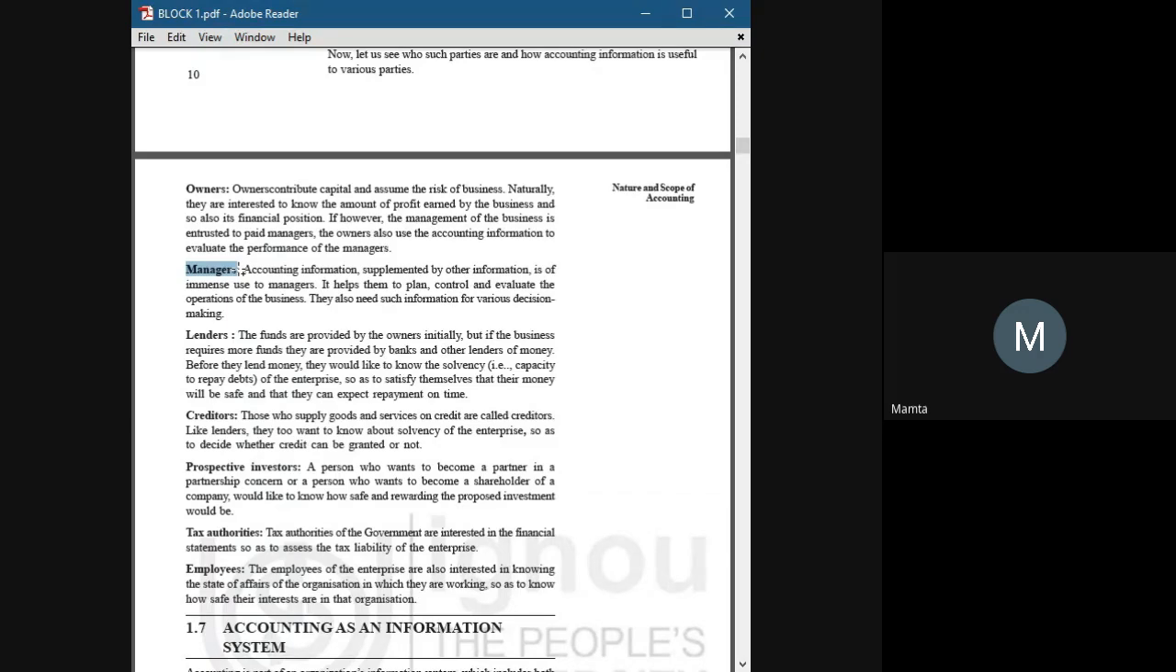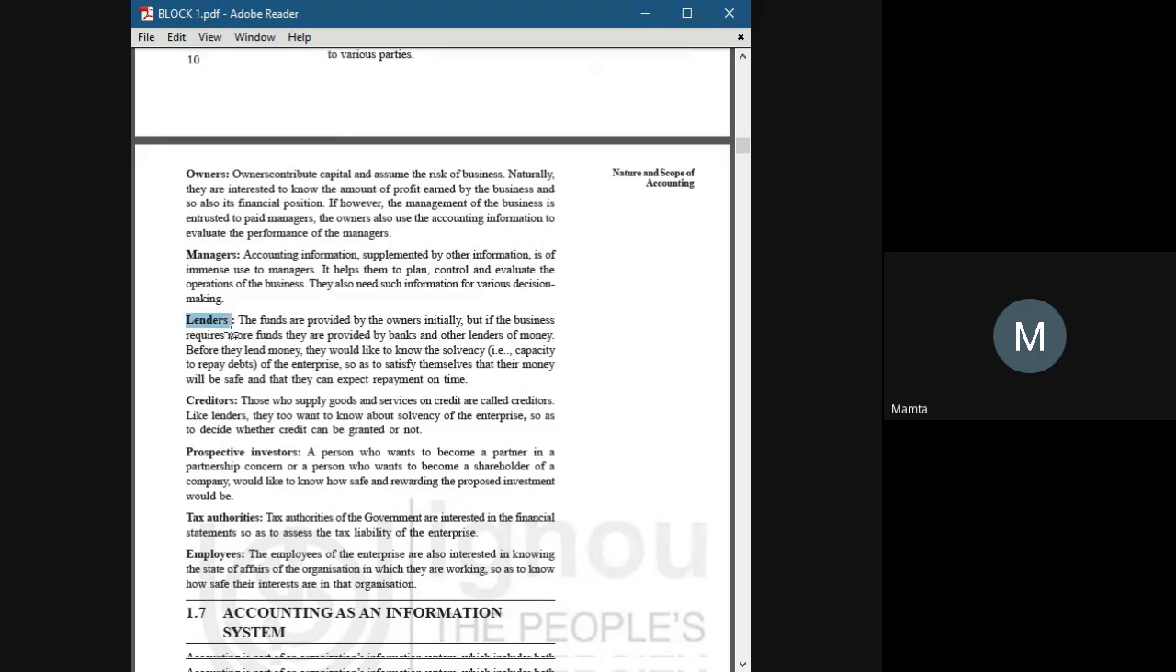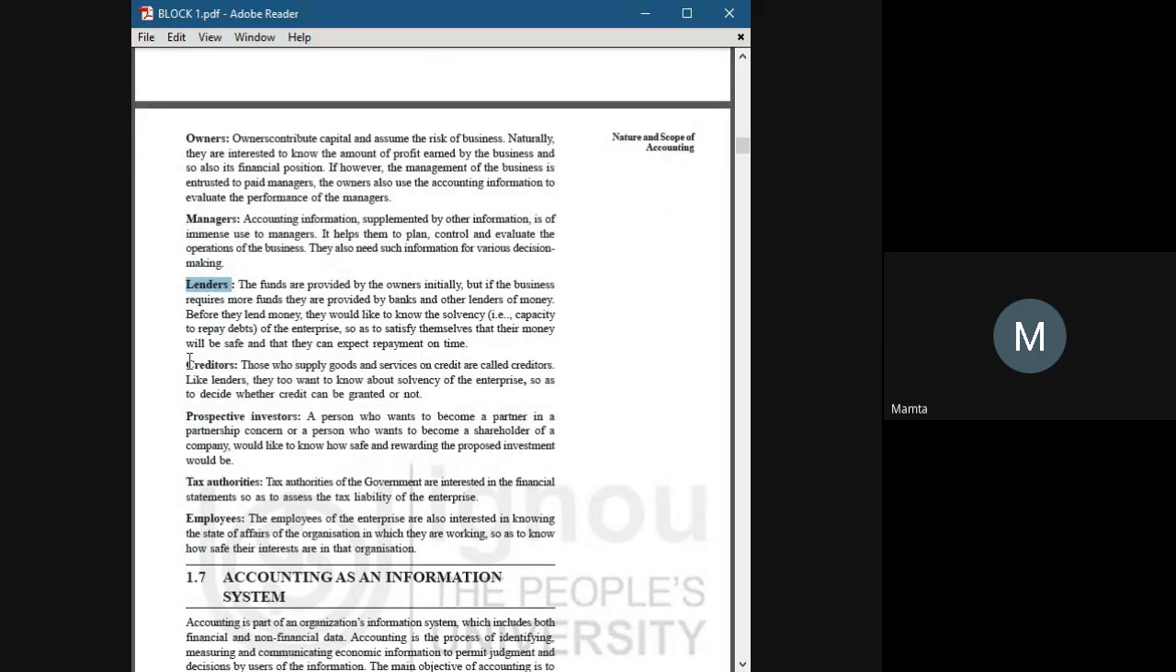Lenders, these are the investors. Maybe some businesses took loans from others, so lenders are interested in your company's financial accounts, because from this they get to know whether you can repay their debts or not, whether you can repay their money or not. So it is necessary for them to look into your accounts.